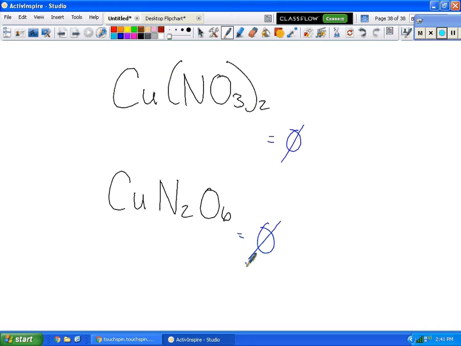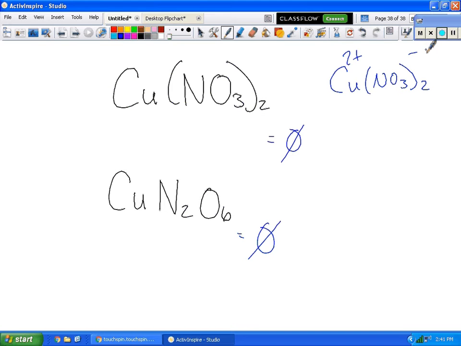Is it an ionic compound? Do you see a metal? Yes. Who is that metal? Copper. Well, there's a problem. Copper's in that funky group. What group? Transition metals. How do you figure it out? Reverse crisscross. So if I write CuNO3 2 over here, I get a 2 plus and a 1 minus.